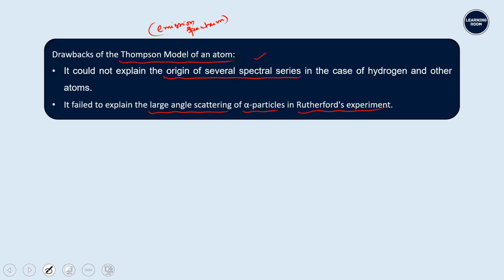Right. So these are the two drawbacks that are associated with Thomson's model of an atom. The next concept that we are going to see is the alpha particle scattering experiment.